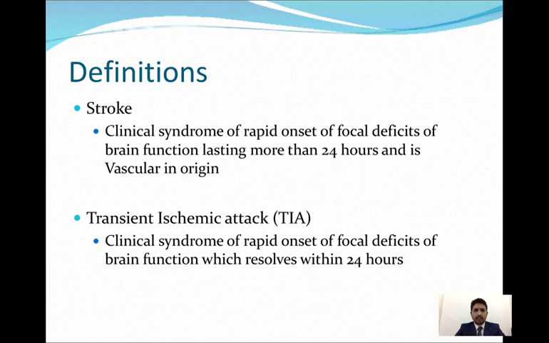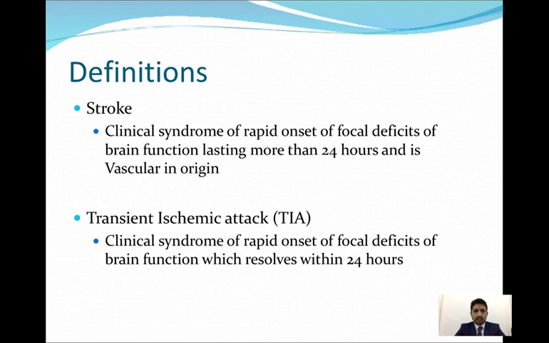Another important definition is transient ischemic attack. It is similar to the stroke except that the deficit lasts for less than 24 hours. The only difference between stroke and transient ischemic attack is time. If it lasts for less than 24 hours, it is TIA, otherwise it is labeled as stroke.